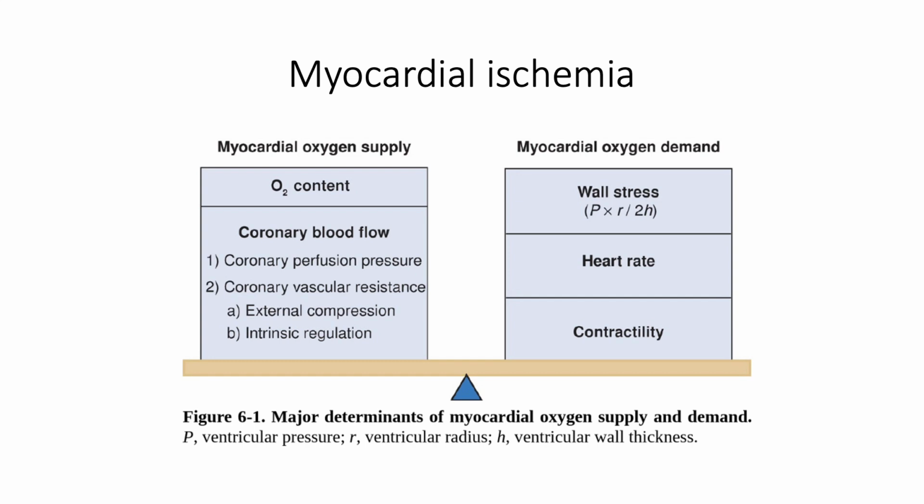Your myocardial oxygen supply is determined by how much oxygen is in the blood, and it's affected by coronary blood flow. Your myocardial oxygen demand is affected by wall stress, heart rate, and contractility. And if there's an imbalance here, like you have too much demand and your supply can't meet that demand, you're not going to get enough oxygen to your myocardium. That's going to cause ischemia. It could also be a supply problem where you have an obstruction in your coronary artery, so you're not getting enough blood flow to meet even normal demand, right? So anything that causes an imbalance here will cause ischemia.